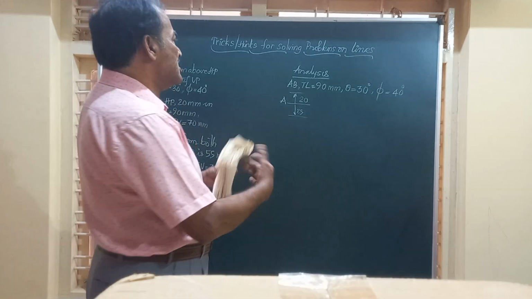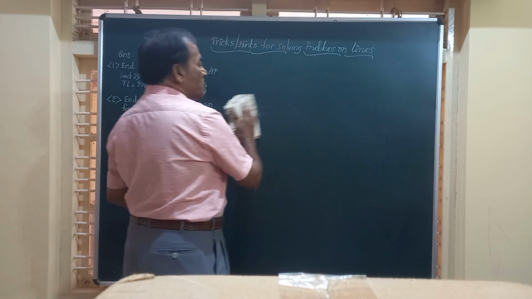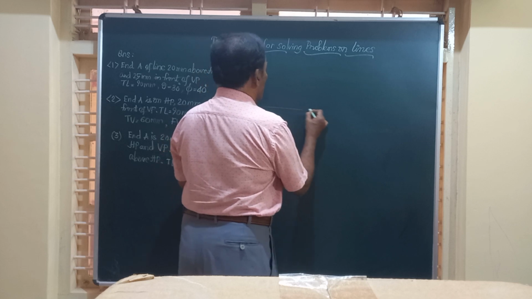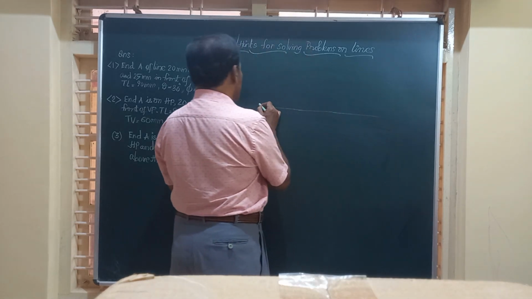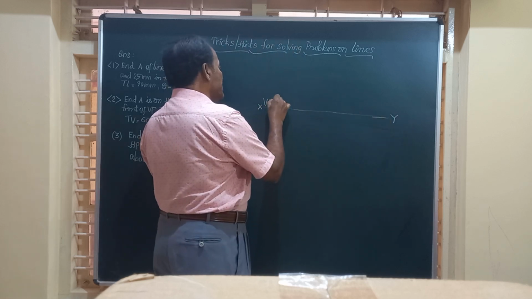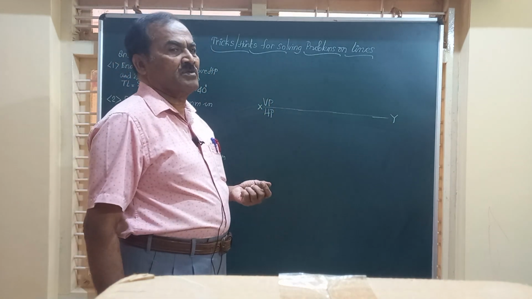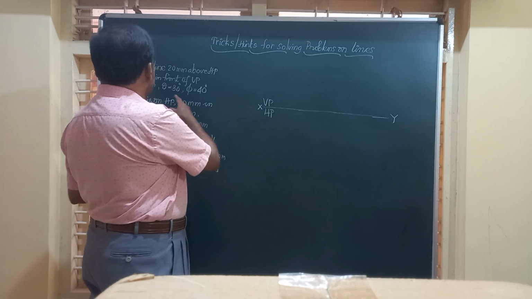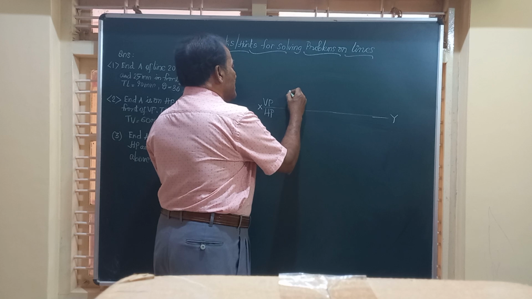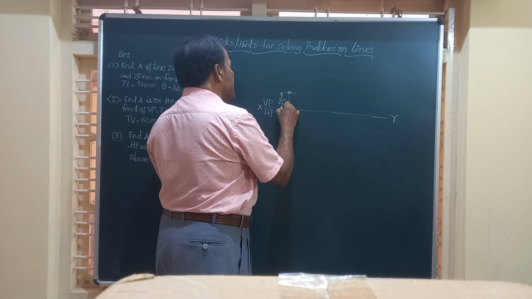Friends, for all these problems on the line, we will start with the marking of the XY line, that is the line of intersection of VP and HP. So friends, this is XY. I mark VP and HP here, indicating this is a problem on first angle projection. Please listen. And here friends, the point is 20 mm above HP. Simply draw a line here and mark 20 mm. That is the front view of the end A of the line.